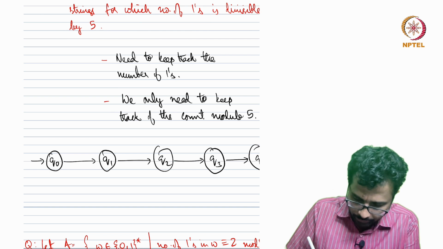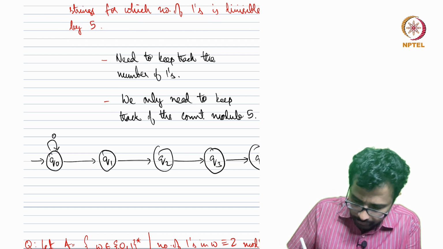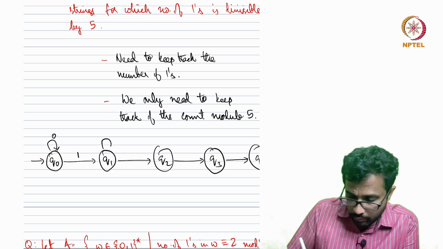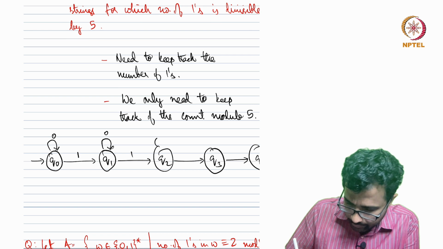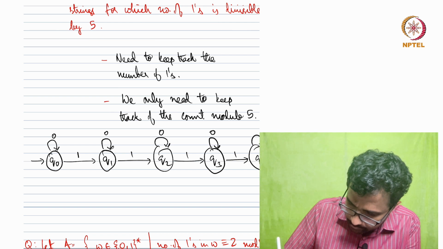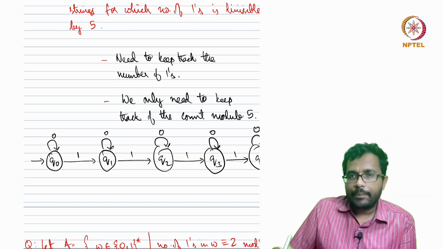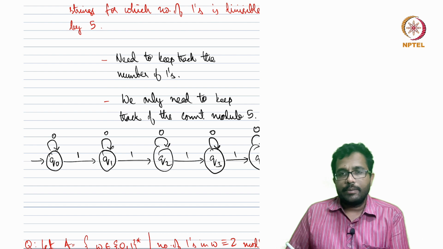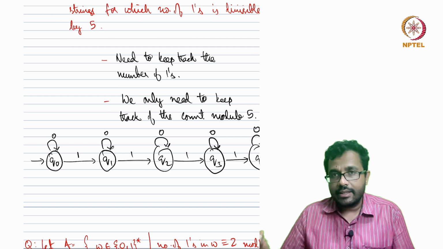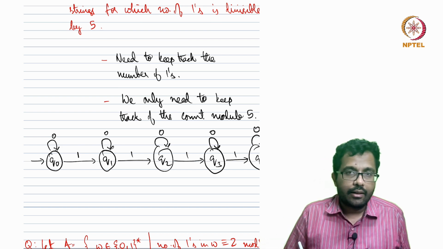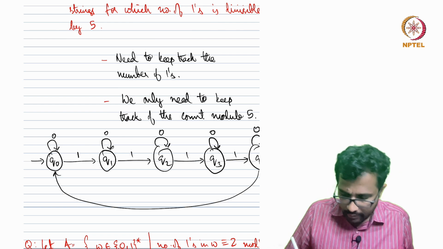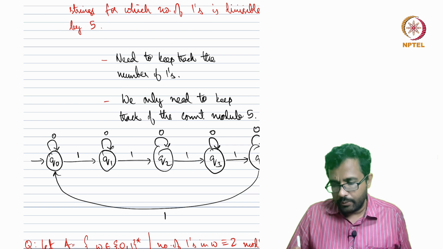At Q0, if you see a 0, you remain there. If you see a 1, you move to Q1, which means you have seen one 1. If you see a 0, you remain here. If you see a 1 here, and the same thing you keep repeating. And what happens when you see a 1 at Q4? That means we have seen 5 ones. Now we just need to keep track of the count of ones modulo 5. So if you see 5 ones, it's the same as 0 ones, so you can come back to Q0.